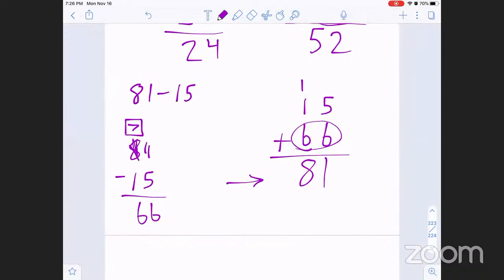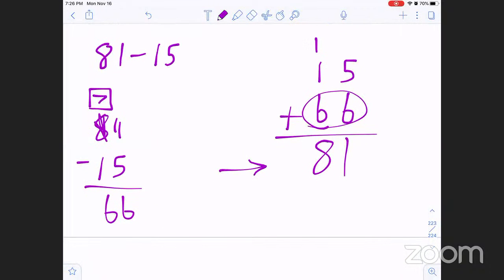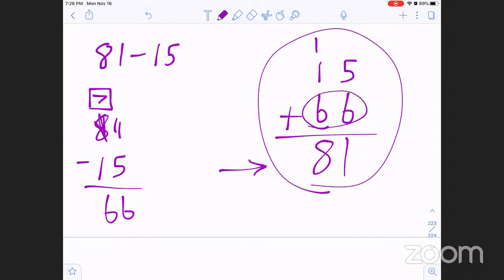So now you've seen 3 ways on how to do your subtraction problems if you need to borrow. Even when you don't need to borrow, if you like to do the addition, whatever is the best way for you, make the math your own, pick whichever way is going to work best for you.